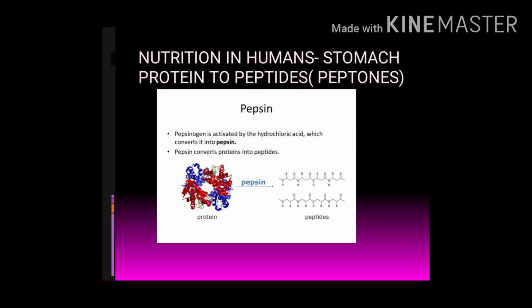Now here you can see the action of pepsin. Pepsinogen is activated by hydrochloric acid, which converts it into pepsin. Pepsin converts protein into peptides or peptones.